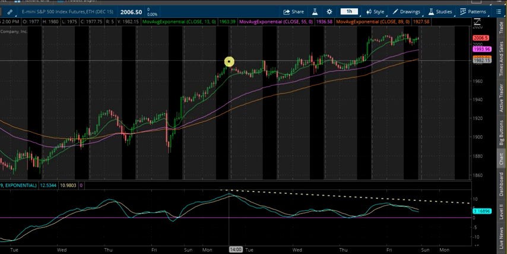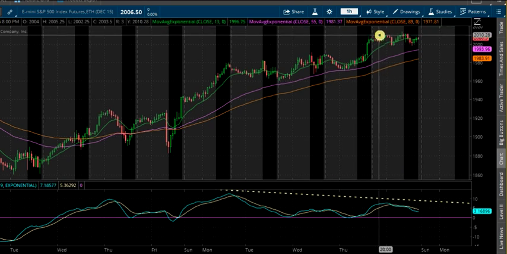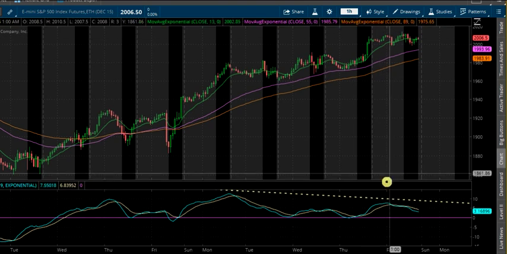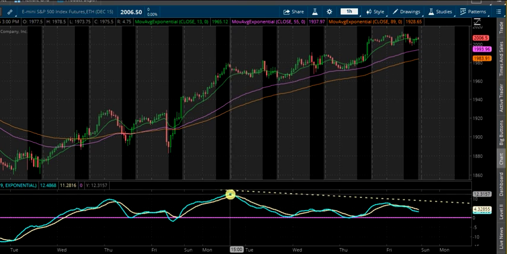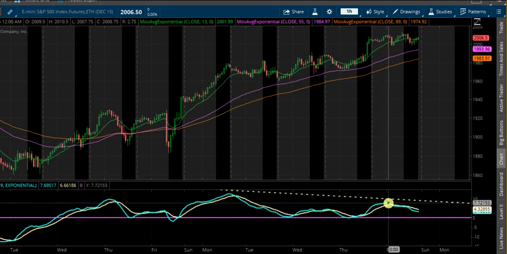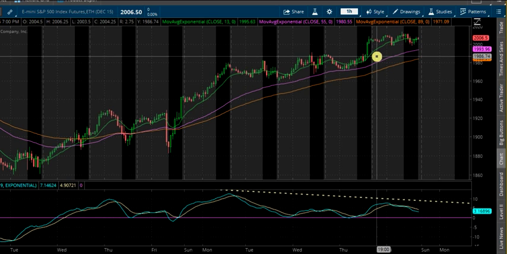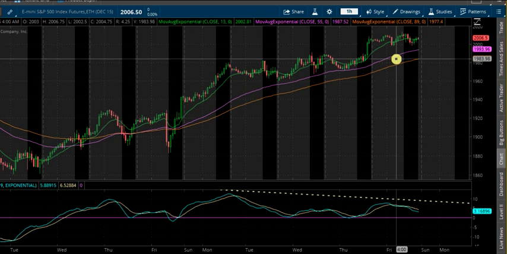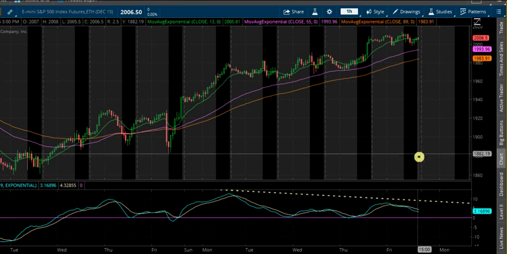We have a high, and then over here we have a higher high. These series of highs right here are higher than this high here. But then look at the MACD. The MACD has a high, and then it made a lower high. So it's diverging internally. So what that tells me is that this market is running out of steam pretty rapidly. It looks like it already has.